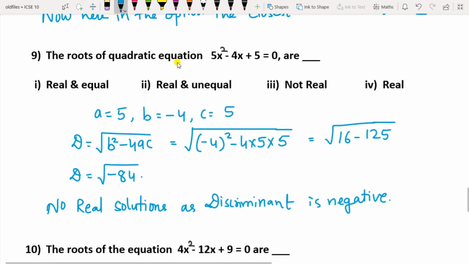The roots of the quadratic equation 5x square minus 4x plus 5 equal to 0 are? You have to find the roots of the quadratic equation. That means you have to find the value of D here. D equal to b square minus 4ac. Substitute values of a, b and c, and you get D as minus 84. Since D is negative here, there are no real solutions. So not real is the correct option.